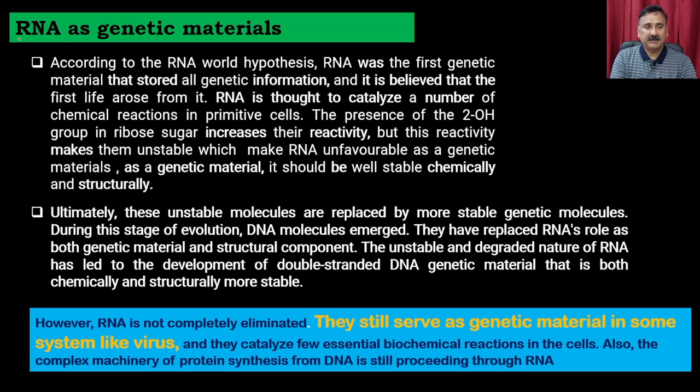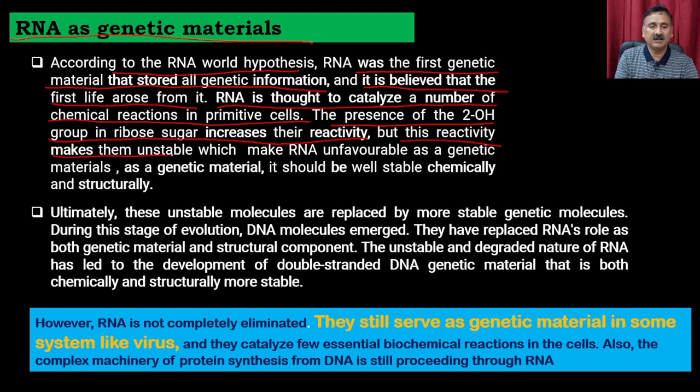So, RNA as a genetic material. According to the RNA world hypothesis, RNA was the first genetic material that stored all genetic information, and it is believed that the first life arose from it. RNA is thought to catalyze a number of chemical reactions in the primitive cell. The presence of the 2-hydroxyl group in ribose increases their reactivity, but this reactivity makes them unstable, which makes RNA unfavorable as a genetic material.